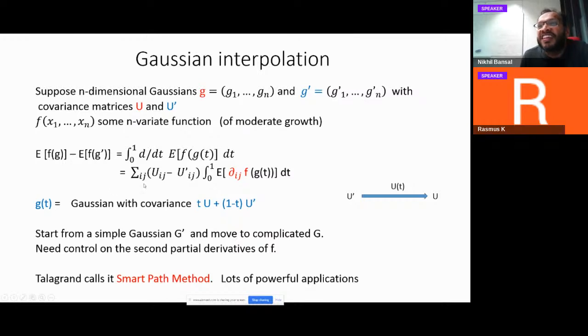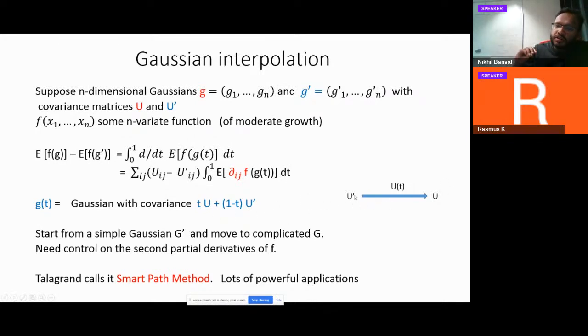It says that if I evaluate my function on a random Gaussian from the first distribution, minus the expectation when I evaluate f on a Gaussian from the other distribution, it's exactly this. So let's parse what's going on. We sum over all i and j. U and U prime were the covariance matrices, so I look at the difference of the entries, and then I look at the ij-th partial derivative of f, evaluated at some point called g_t. So what is going on here? We have two distributions, G prime and G, coming from covariance matrices U prime and U, and I want to understand the gap of evaluating f on this in expectation minus evaluating f on that. In Gaussian interpolation, what you try to do is take these two covariance matrices.